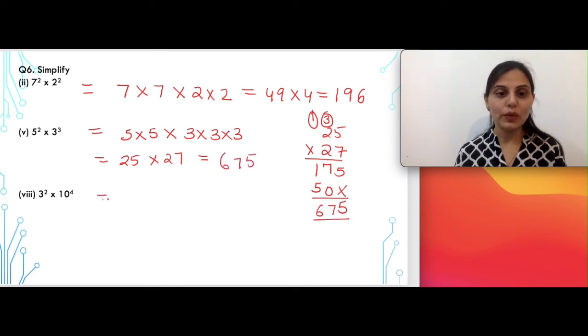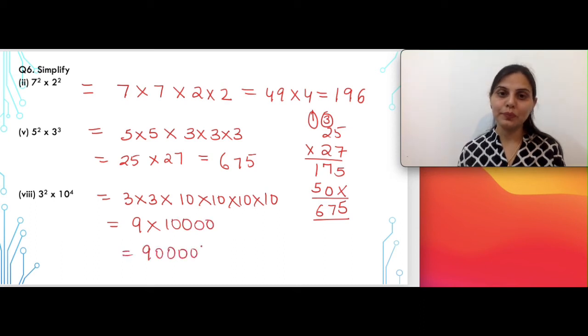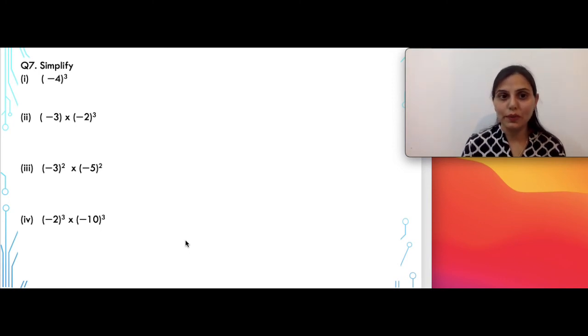Similarly, moving on to the next one, 3 square means 3 multiplied by 3 and 10 raised to power 4 means 10 multiplied by 10 multiplied by 10 multiplied by 10. So clearly this can be written as 9 multiplied by 10,000, or we can also write the answer as 90,000. I hope this question is clear to you. Now in this part there are negative terms. So here we are going to apply the laws of integers also, which we have done in the first chapter.